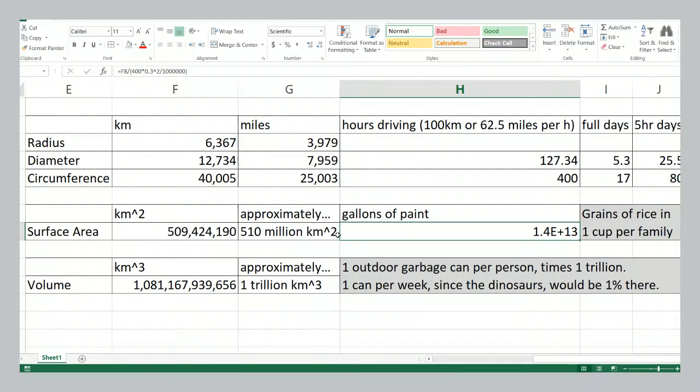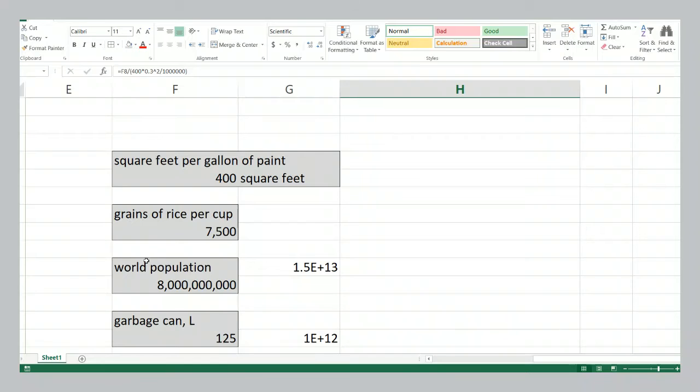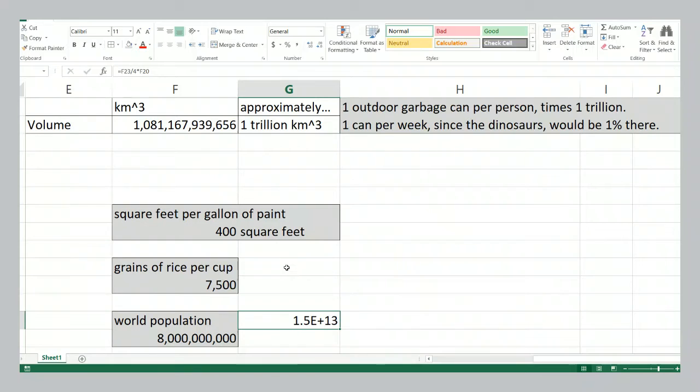14 trillion. Well, if we take the world population, which is about 8 billion people, and we divide that by 4, then we get approximately the number of families there are on the planet. If you approximate on average 4 people per family, Earth's population divided by 4 gives you the number of families, and then multiply that by 7,500. Why 7,500? 7,500 is approximately the number of grains of rice in a cup of rice. We're talking about uncooked rice.